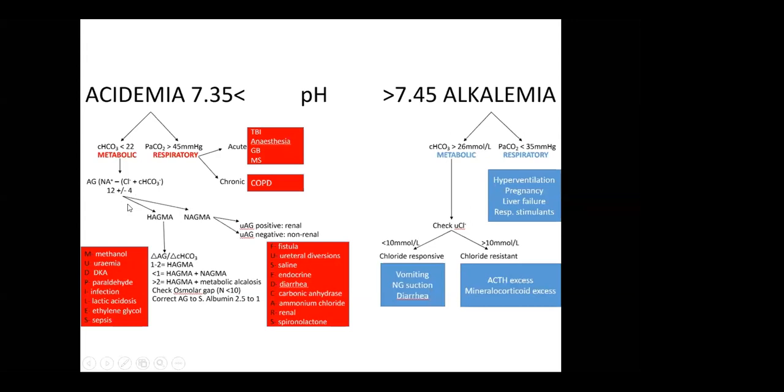The next step is recognition of high or normal anion gap acidosis. High anion gap acidosis is the presence of metabolic acidosis with anion gap more than 16. So in this case you can tell that ABG shows high anion gap metabolic acidosis. Causes of this you can see in the red box, and you can simply memorize them as the mnemonic MUD PILES: methanol, uremia, DKA, paraldehyde, infection, lactic acidosis, ethylene glycol, and sepsis are the causes.